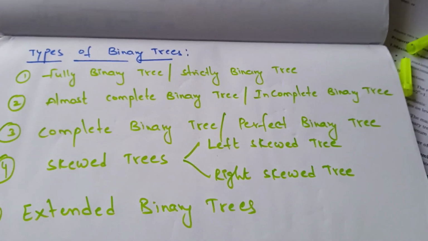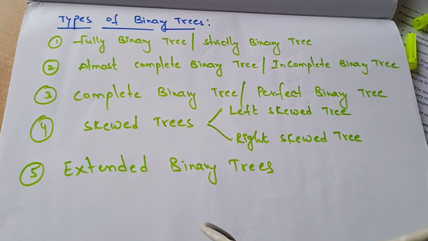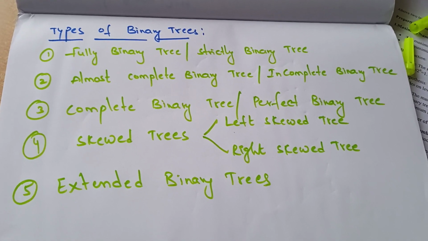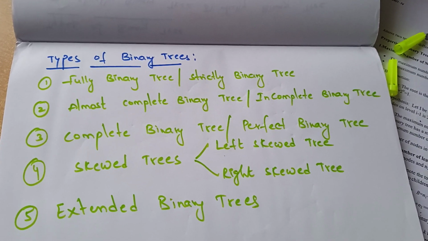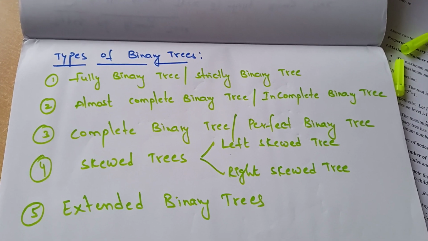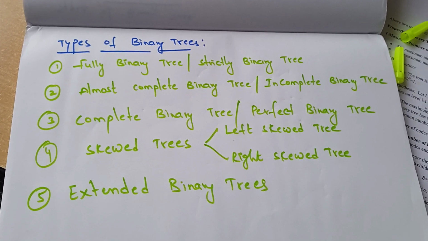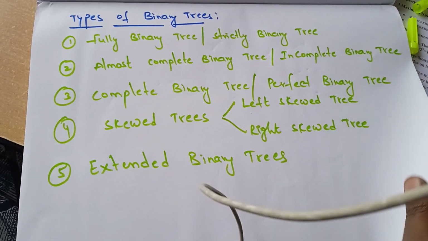Right, now look at once the types of binary trees. Fully binary tree or strictly binary tree, almost complete binary tree or incomplete binary tree, complete binary tree or perfect binary tree, left skew tree, right skew tree, extended binary tree. Let's discuss one by one.